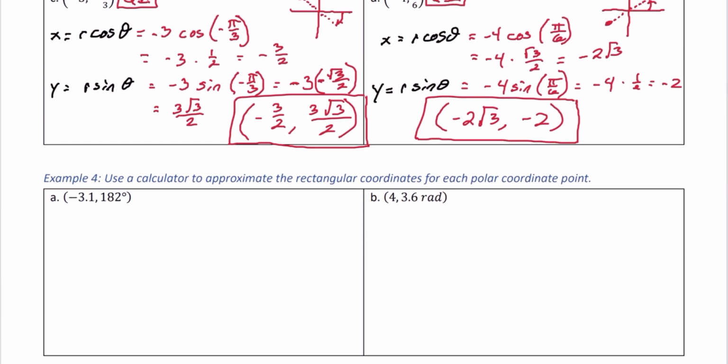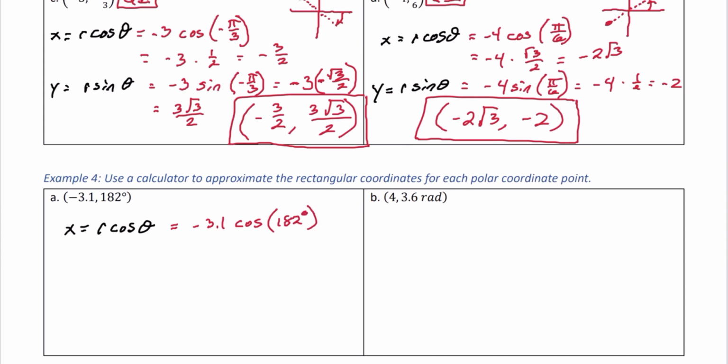In the next two examples, we want to use a calculator to make these approximations to get into rectangular coordinates. These are some funky r and theta values, so we can't use the unit circle. We'll use the calculator to get an approximate coordinate. X is still r cosine theta. So in this case, we have negative 3.1 cosine of 182 degrees.